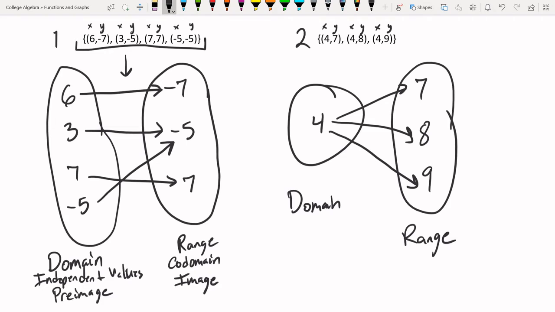Now these are very different relations here. The first one, we call it a function. The second one, we do not call it a function. In fact, the only word we really have for it is just a relation, the general term for all these things. It is not a function, I should say.